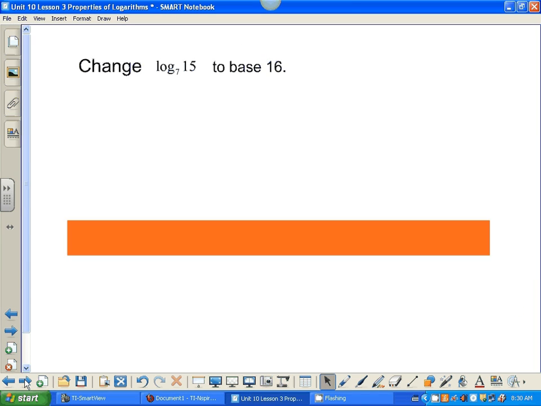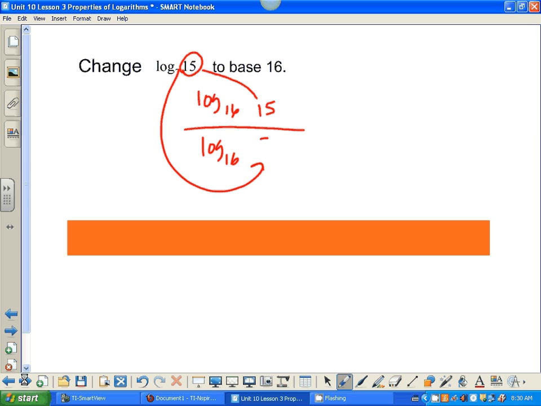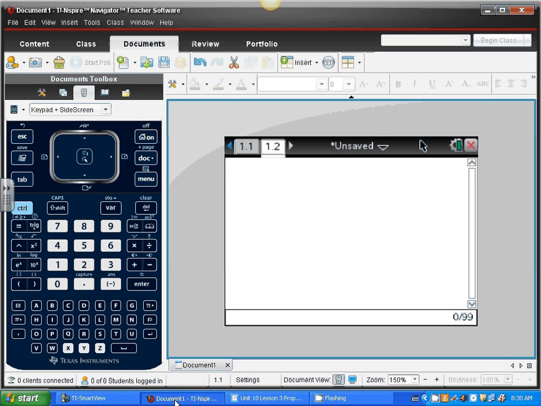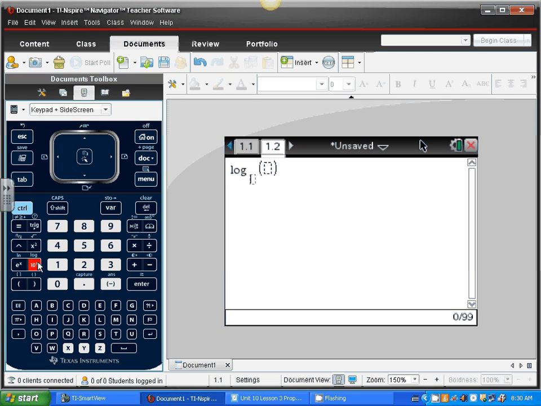So let's break this down further. If we want to break down log base 7 of 15 to base 16, I can pick log base 16, and you're going to put the value in the numerator, you're going to put the old base in the denominator. Now, is this really helpful? Not unless we have a TI-Nspire, because on the TI-Nspire, I wouldn't even need to change the base. I could do log base 7 of 15 in my calculator if I wanted to.